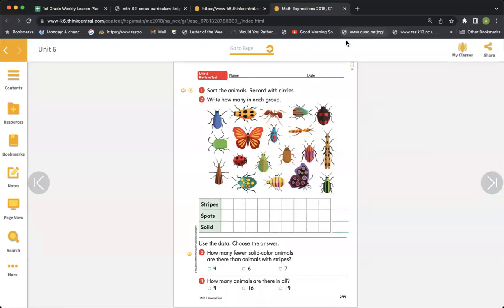Hello, first graders. The first thing you do is always the same. Pick up your pencil and write your name.